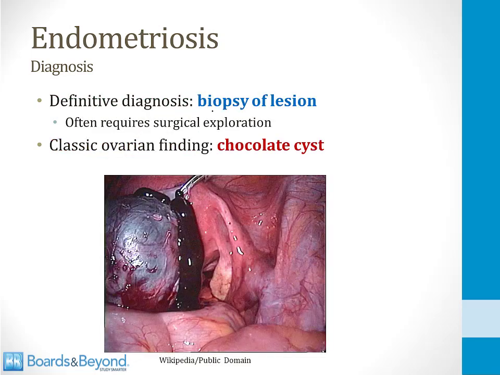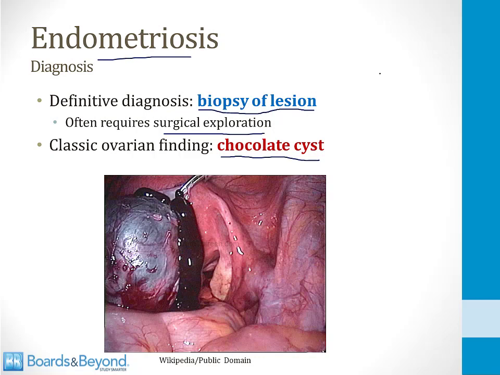The definitive diagnosis requires biopsy of a lesion and demonstration of endometrial tissue outside of the uterus. This often requires surgical exploration, which is often done laparoscopically. This type of surgery involves inserting a camera called a laparoscope into the abdomen to examine the abdomen and pelvis for presence of endometrial tissues. When this is done, if there is endometriosis involving the ovary, a classic finding is the presence of a chocolate cyst. There are many causes of ovarian cysts, but a large chocolate-colored cyst on the ovary often suggests endometriosis.